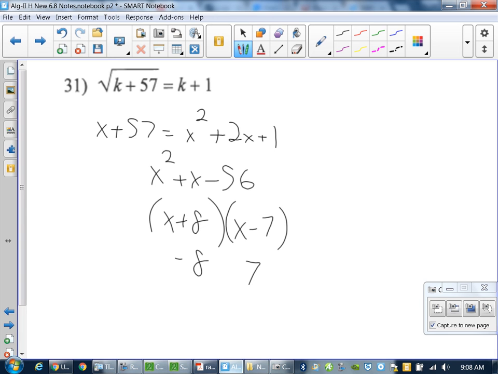So 7 plus 57 is 64. Square root of 64 is 8.